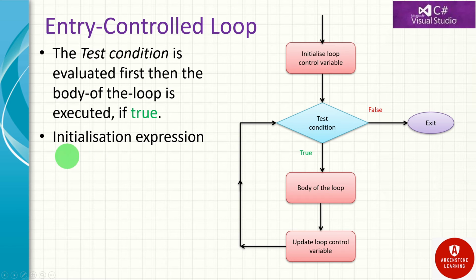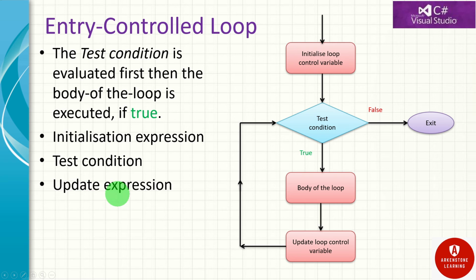So let's see the four parts or four segments of the loop we discussed earlier. So initialization of the expression is happening here, and next is test condition, that is this part. Third one is the update expression, which is happening here, and the fourth one is the body of the loop, which is here.